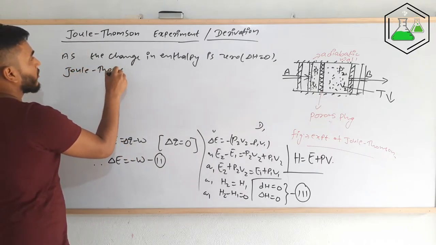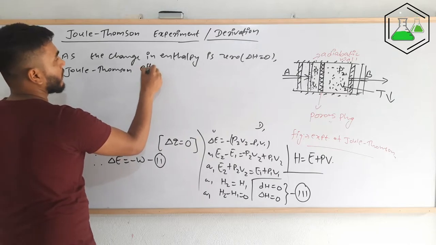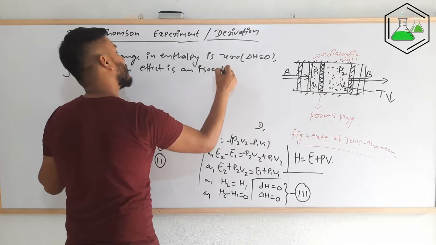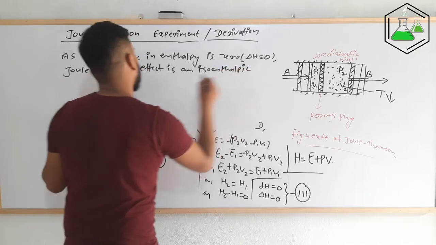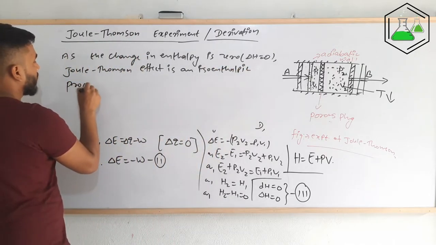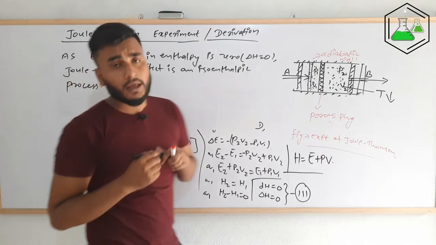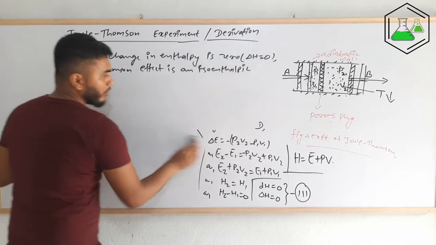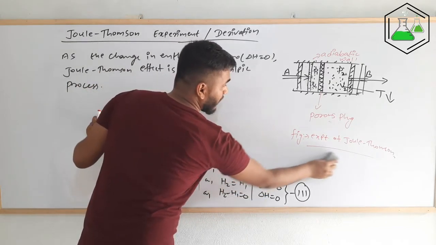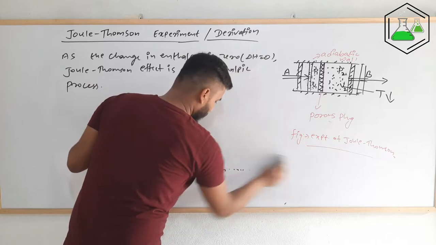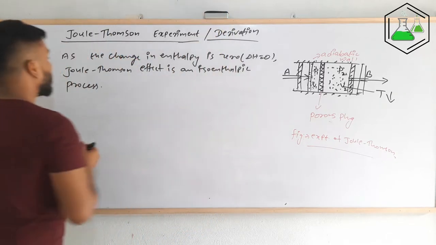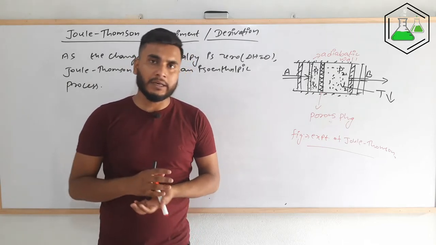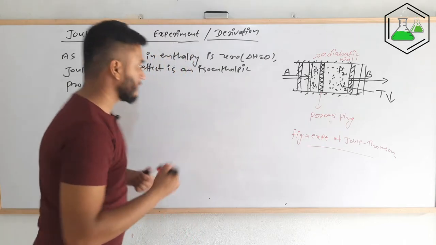Joule-Thomson effect is an isoenthalpic process or effect. That is, there won't be any change in enthalpy. Now let's continue the derivation. Now we know that this process is isoenthalpic, and we also know that the enthalpy is a state function. That means it only depends on the initial and the final state, and it does not depend on the path.